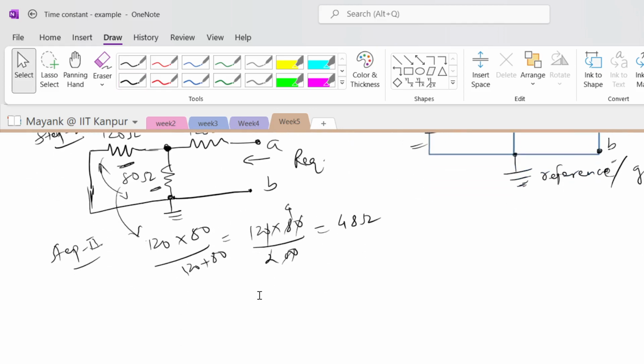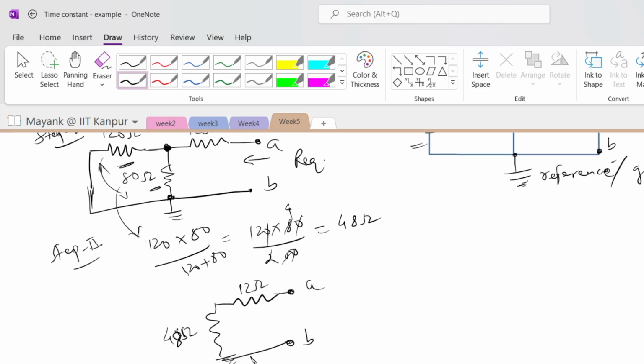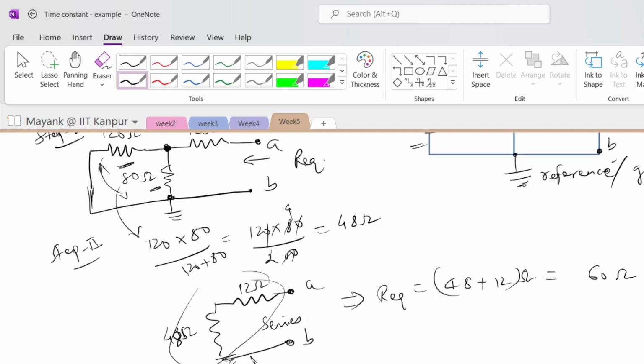Now how will my circuit be modified after this parallel transformation? My circuit will become like this. This becomes 48 ohms, and there is a 12 ohm resistance here. This is A, this is B, and this is the reference here. You can see that between A and B, these two resistors are in series. So my new equivalent resistance is 48 plus 12 ohms, which becomes 60 ohms.